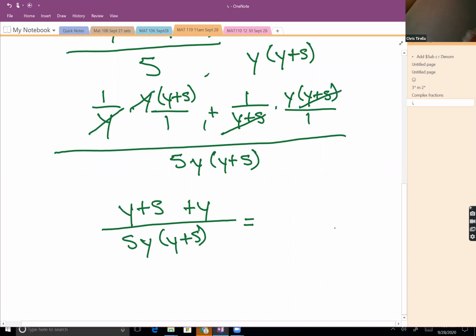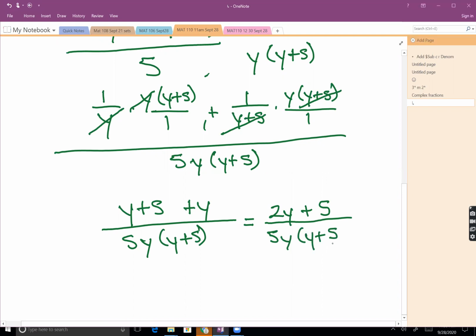When I go to simplify, y plus y is 2y. And then we've got the plus 5 over 5y times y plus 5. Do you not factor that? Like, do you not distribute the 5y?